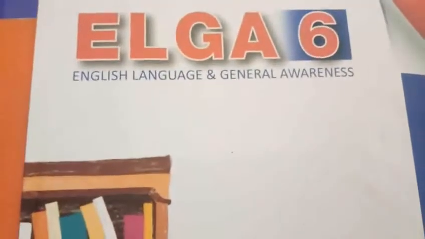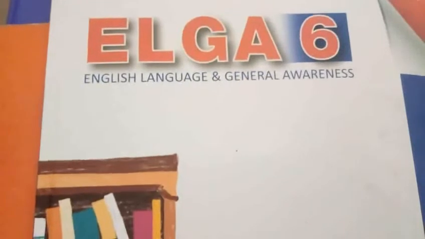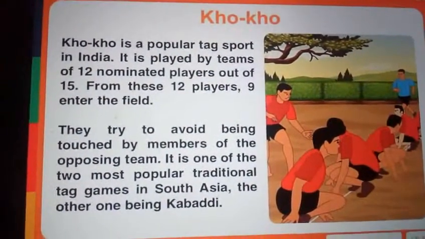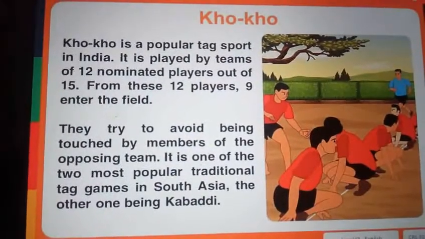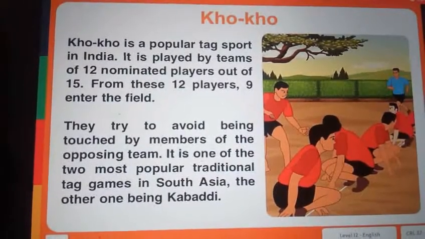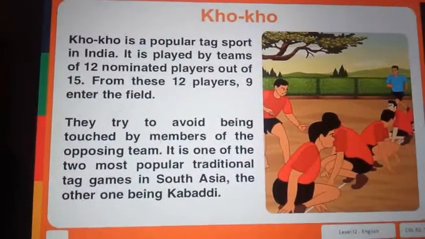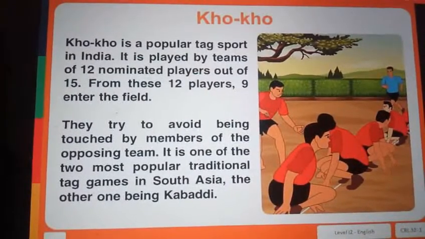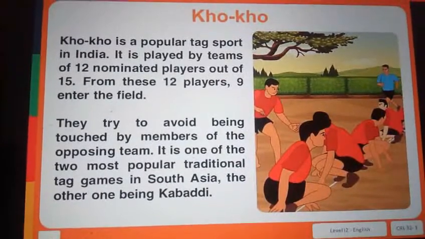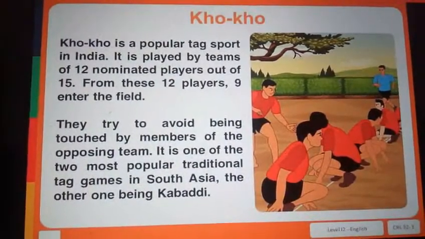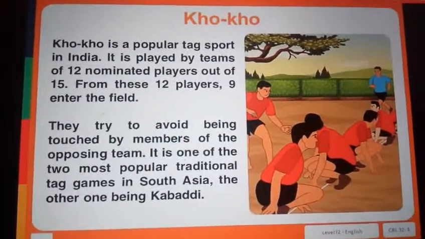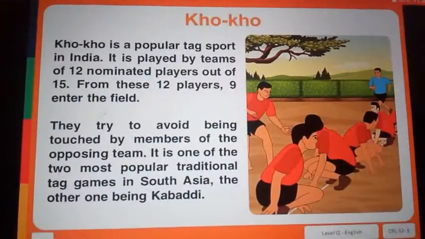Before we read the story, I'll play the video. You will listen carefully. Kho-Kho. Kho-Kho is a popular tag sport in India. It is played by teams of 12 nominated players out of 15. From these 12 players, 9 enter the field. They try to avoid being touched by members of the opposing team. It is one of the 2 most popular traditional tag games in South Asia, the other one being Kabaddi.